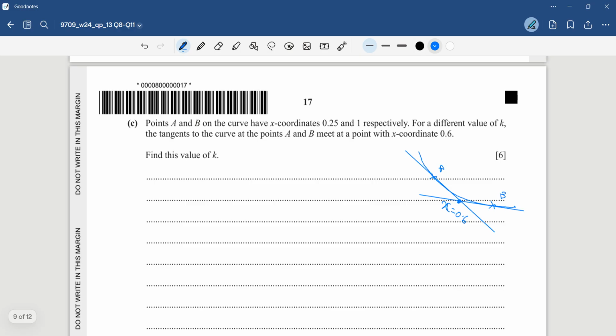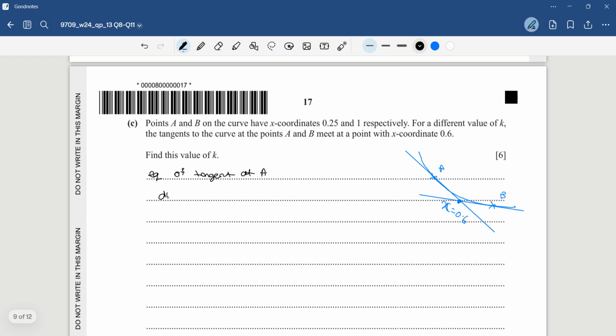and tangent to B, and then I will try to equate the both equations, and then we try to solve. Okay, first we find the equation of tangent at A. Equation of tangent at A. We attempt to find this first.